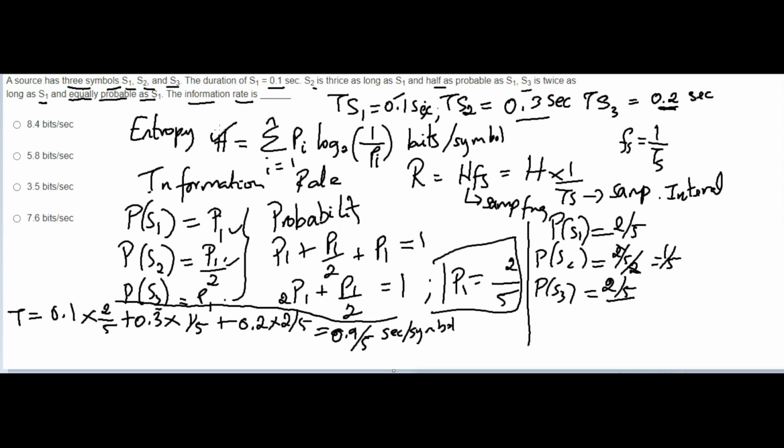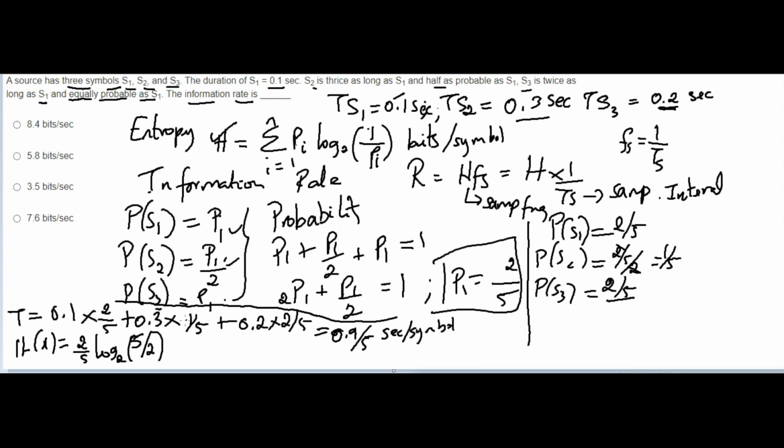Now we have to calculate the entropy H of x. So now I write H of x equal to, because you want to add everything, the Pi terms. First P1, so P1 is 2 by 5, into log to the base 2 of, because it is 1 by Pi, 2 by 5 means 5 by 2. You take the inverse of the probability.